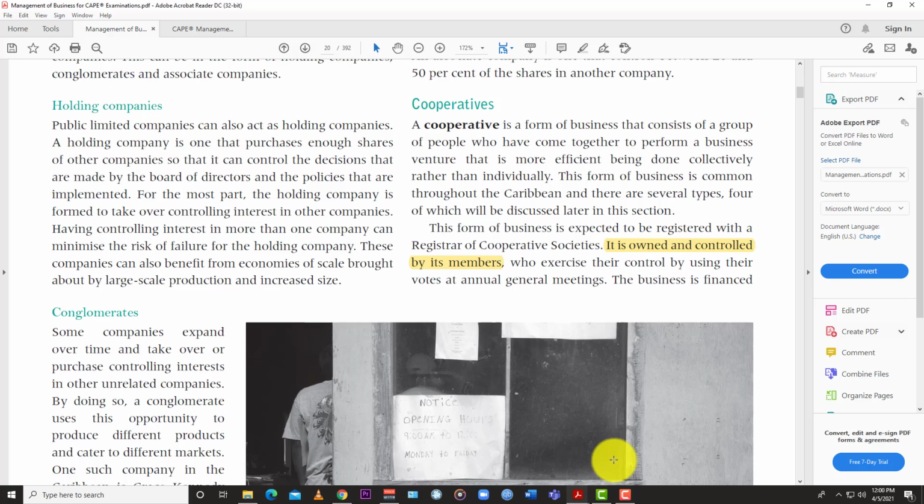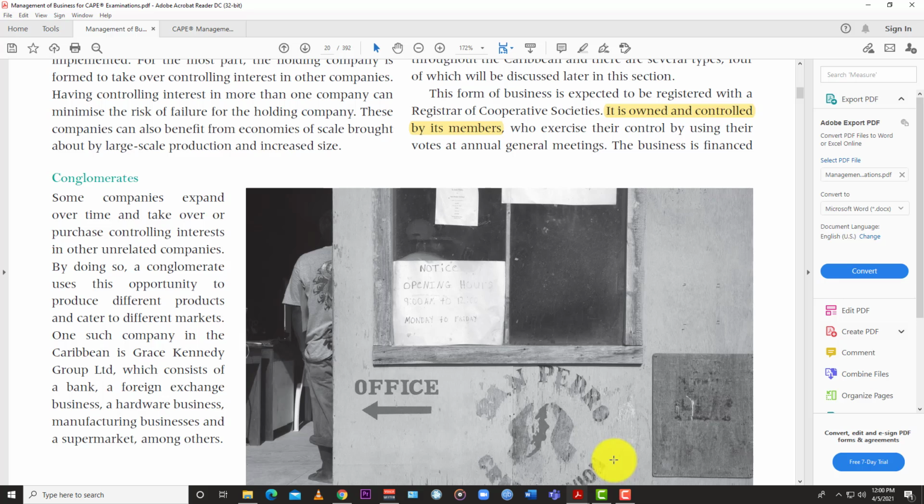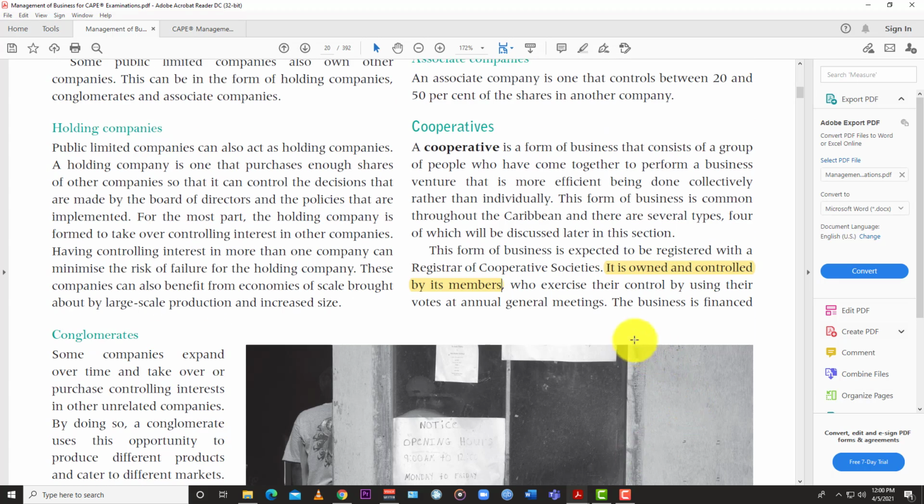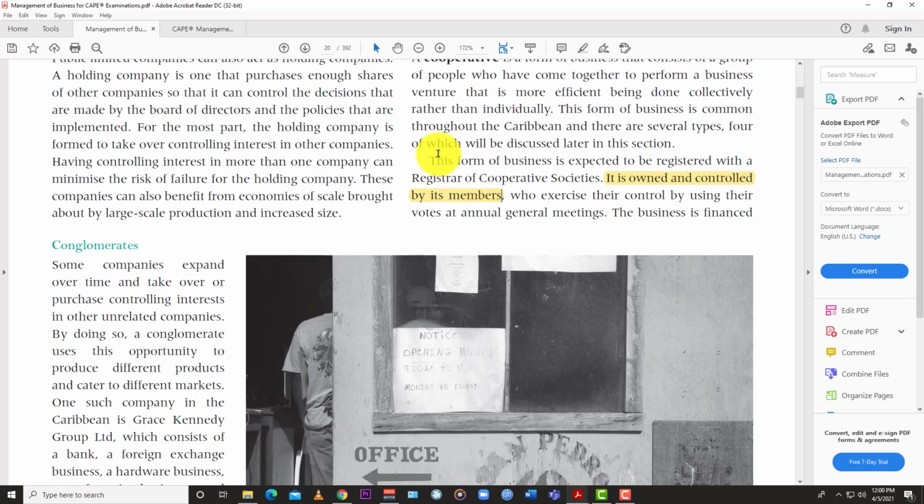Control meaning that the members have a say in how the company goes. And they do this by being able to vote in the direction in which the firm should go. They do that at the annual general meetings, and they can vote for who they want to be on the board, etc., so that they can control the future of the cooperative. So those are some key things to take away from that one. It is owned and controlled by its members. And it's basically a group of people who have similar interests, coming together to carry out this venture that would be more efficient as a group than if you were doing it on your own.